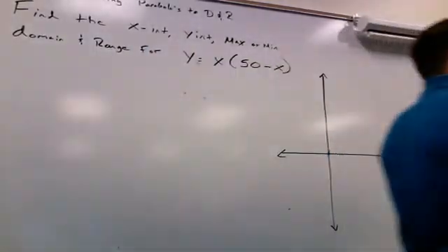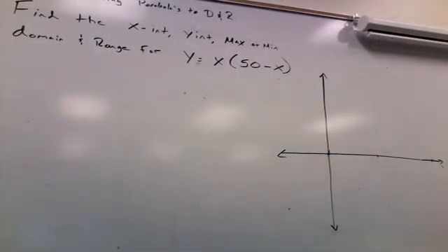Today we're going to look through one example of how finding the max and min for parabolas can be connected to domain and range. All right, so we're going to work on this problem right here. We're going to find the x-intercept and y-intercept, max or min, and the domain and range for y equals x times 50 minus x.